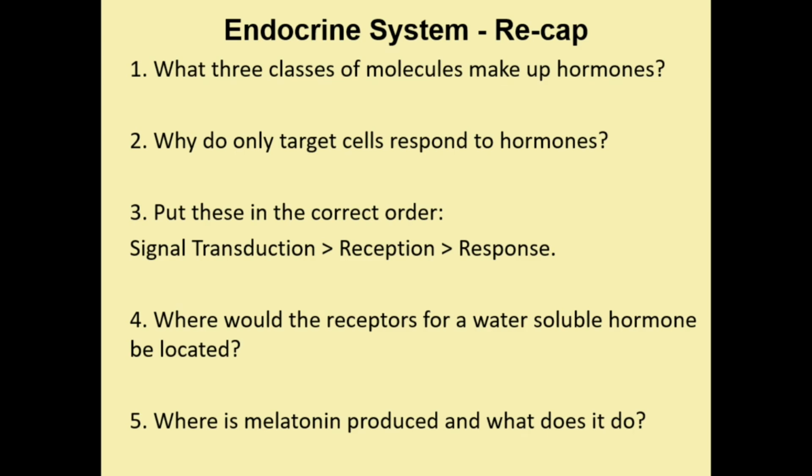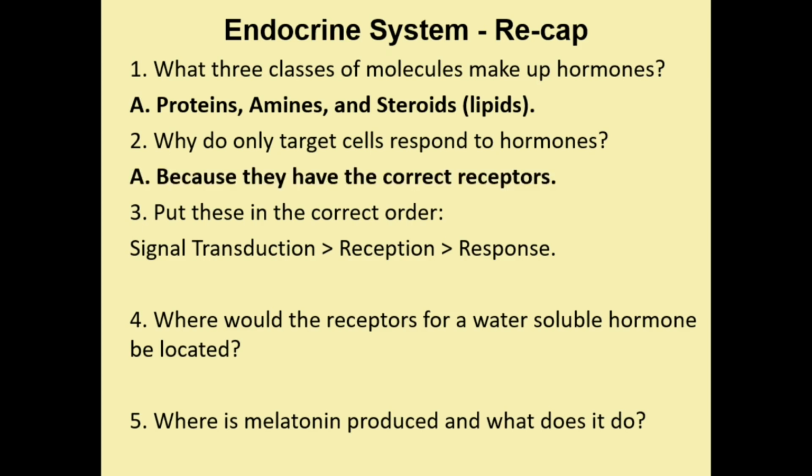Okay, welcome back. Hopefully you've had a chance to answer those. Let's go through the answers. So question number 1, what 3 classes of molecules make up hormones? Well, we've got proteins or peptides or polypeptides. We have amines, and then we have the steroids. Number 2, why do only target cells respond to hormones? And that's because they have the correct receptors, or the correct receptor proteins.